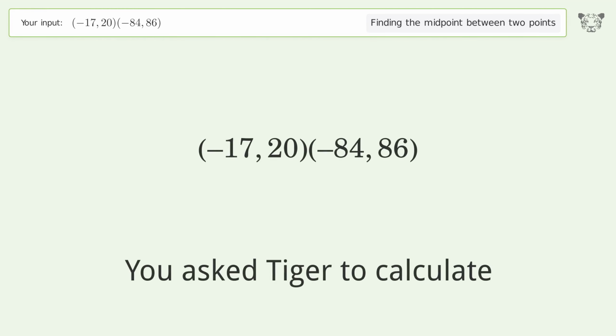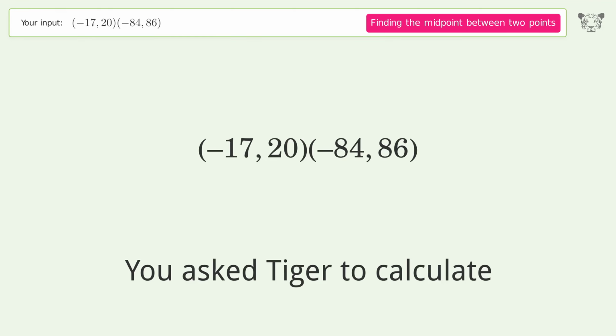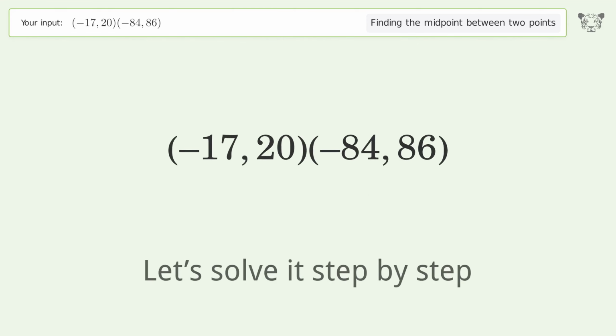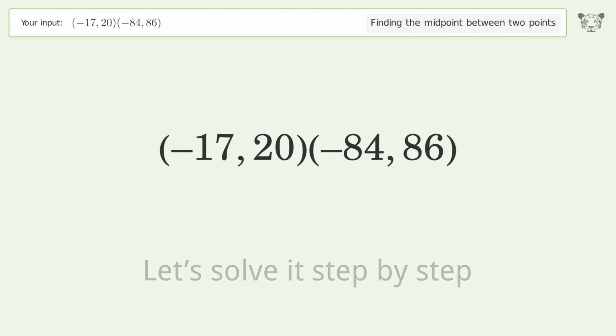You ask Tiger to calculate. This deals with finding the midpoint between 2 points. The midpoint between the 2 points is (-50.5, 53). Let's solve it step by step. Plot the 2 points and calculate the midpoint using the formula.